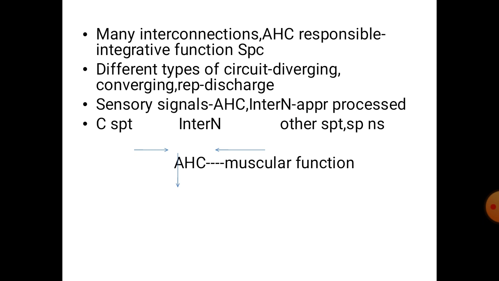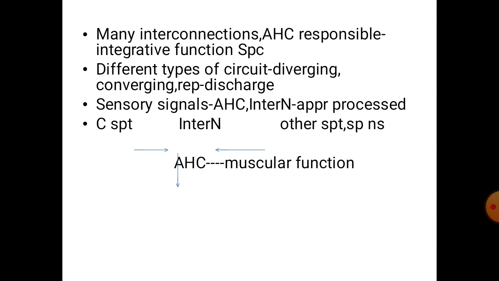Many interconnections in the anterior horn cells are responsible for the integrative functions of the spinal cord. So the integrative functions of the spinal cord are mainly performed by the interconnections of the interneurons. Different types of circuits are there: diverging circuits, converging circuits, and repeated discharge. All these are because of the interneurons.